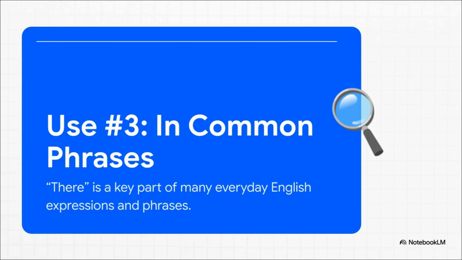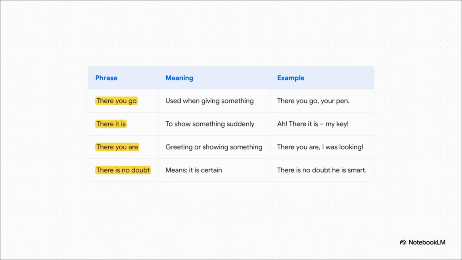Now for job number 3, which is a little different. There is a totally fixed part of a lot of common English expressions. For these, the best thing to do is not to overthink it, but just to learn the whole phrase as one single chunk. And you can see just how common these are. You know, when you hand someone a pen, you might say, there you go. Or when you finally find your lost keys, you might yell, there it is. These are just set pieces of language where there is a totally essential ingredient.